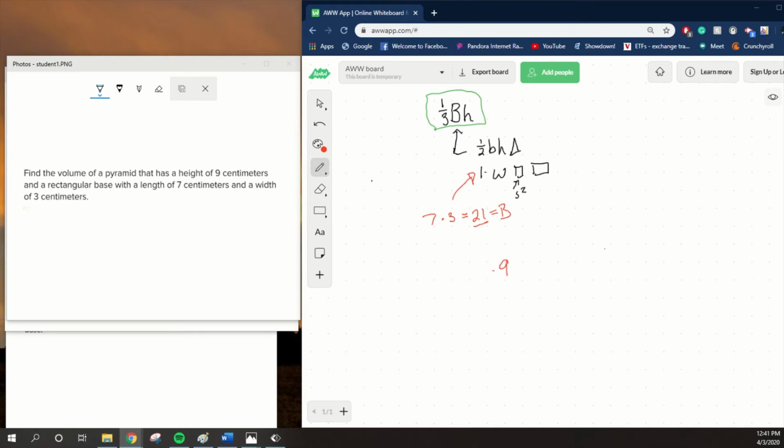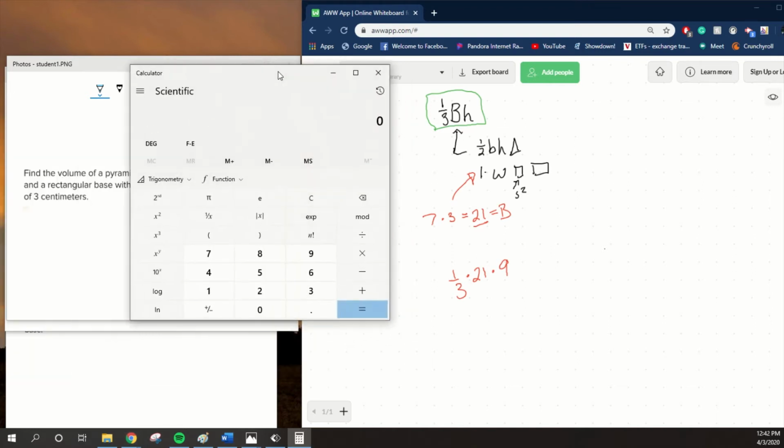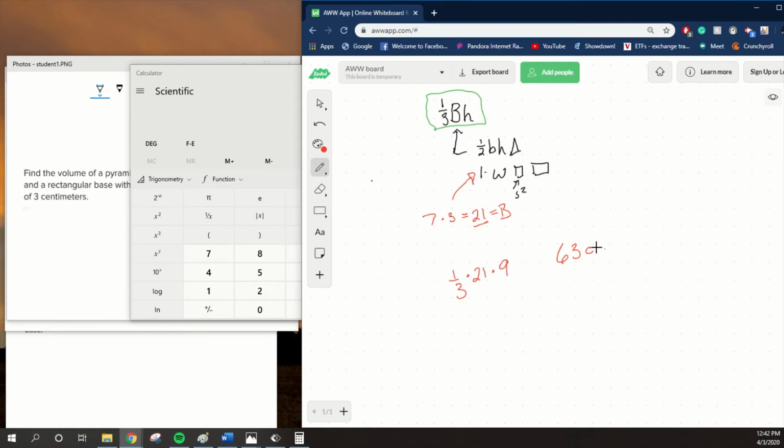So now we have 9 times 21 times 1/3, and we can go ahead and plug that into our handy dandy calculator. So we'll do 1 divided by 3 times 21 times 9, and we get 63. So 63 centimeters, and we're talking about volume, so it's cubed.